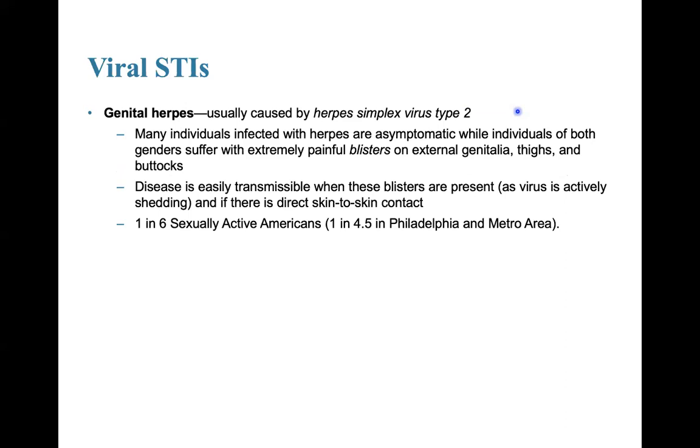The disease is easily transmissible when these blisters are present, as the virus is actively shedding, and if there's direct skin-to-skin contact. 1 in 6 sexually active Americans are suspected to be infected with genital herpes. In the Philadelphia metro area and Philadelphia city, that is 1 in 4.5. You can also spread this even if there are no fever blisters present.